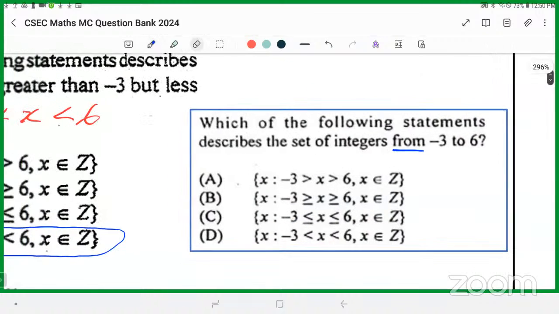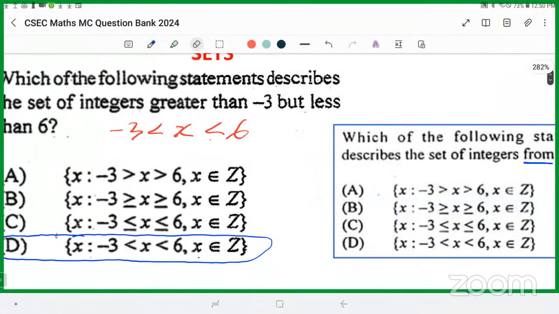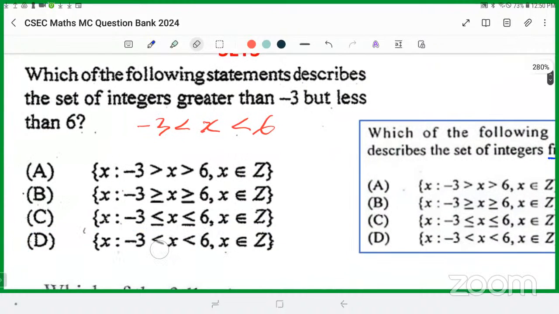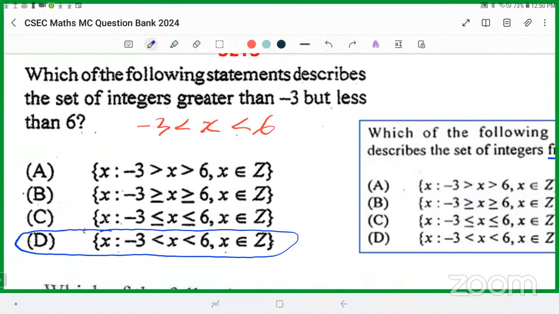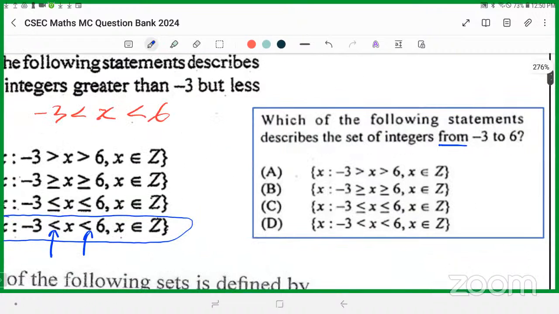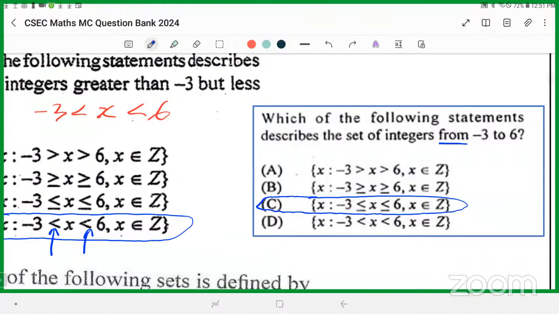Over here, you're not including them, so it's a less than. Over here, it's basically the same range, except that you're now including the values. And this Z is a symbol for integers. Z is the set notation for integers, positive or negative whole numbers. All right, so that is the answer for that one.